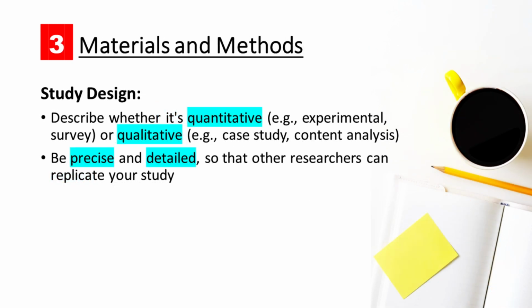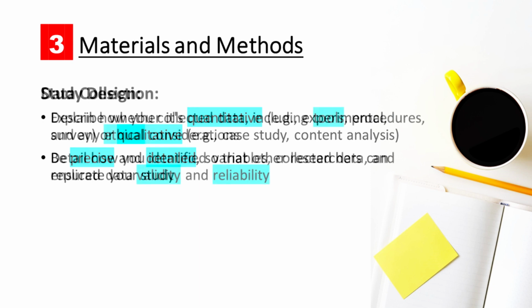3. Materials and methods. Study design. Describe the experimental design, materials, and methods you used. Describe the study design, whether it's quantitative, such as experimental and survey, or qualitative, such as case study and content analysis. Be precise and detailed so that other researchers can replicate your study.